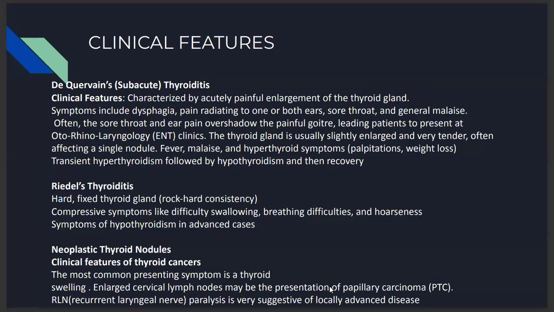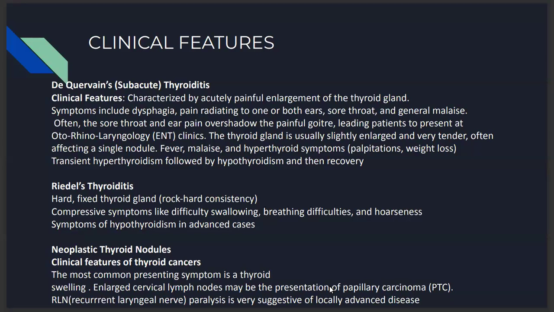The thyroid gland is usually slightly enlarged and very tender, often affecting a single nodule. There is fever, malaise, and hyperthyroid symptoms, which include palpitations and weight loss. Transient hyperthyroidism is followed by hypothyroidism, and then recovery. In Riedel's thyroiditis, there's a hard fixed thyroid gland, a rock hard consistency. It has compressive symptoms like difficulty in swallowing, breathing difficulties, and hoarseness, with symptoms of hypothyroidism in advanced cases.